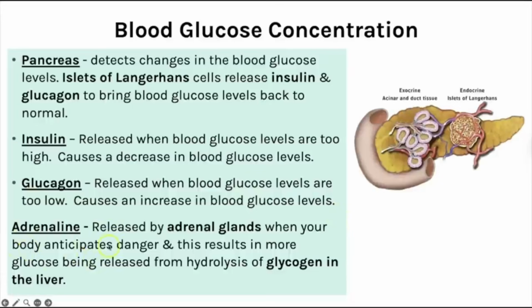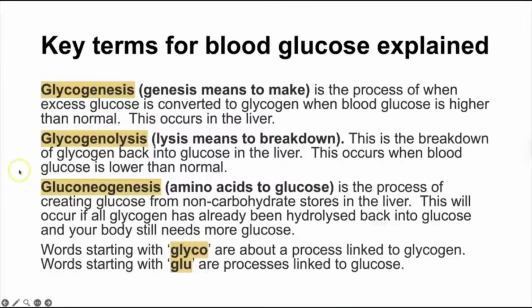Now, adrenaline, this is released by the adrenal glands when your body anticipates danger. So it's not to do with homeostasis, but it has a very similar effect to glucagon because it causes glycogen to be hydrolyzed, so you increase the blood glucose levels. So some key terms that you need to know for this topic are glycogenesis, glycogenolysis, gluconeogenesis.